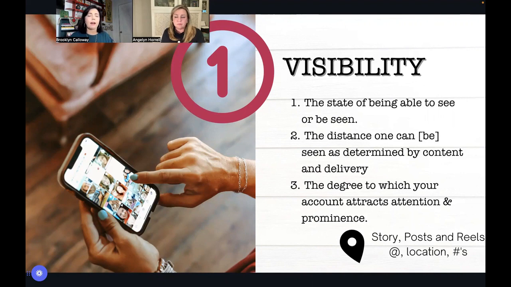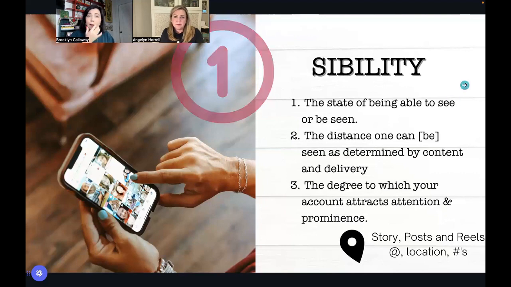And the way that I like to increase my visibility is through stories, through obviously posts, reels, but by using the @ symbol to tag other accounts, checking in to different locations if I can and if it makes sense. And of course, using hashtags that help me be found by the audiences that are looking for my content.